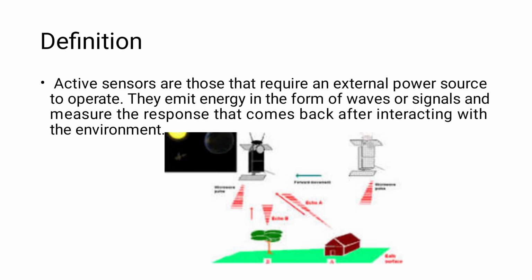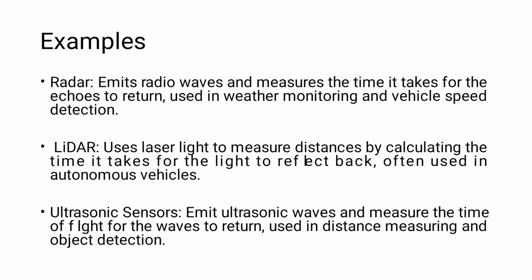Active sensors are those that require an external power source to operate. They emit energy in the form of waves or signals and measure the response that comes back after interacting with the environment. Examples are radar, LiDAR, and ultrasonic sensors.